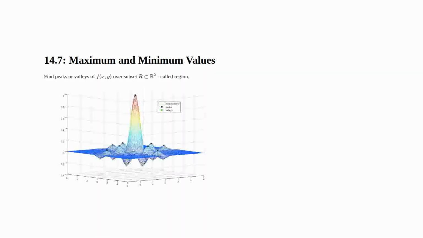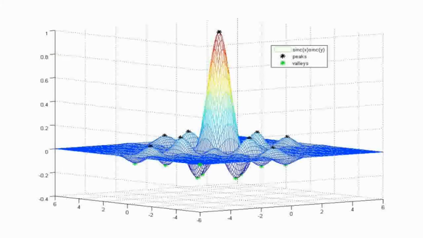In this lecture, we're going to talk about maximum and minimum values of a two-variable function f(x,y) over some subset R of the plane, and this R is called a region. So look at this picture, and we see that to be at a maximum, these peaks, these black star peaks, you have to be a maximum from every single direction. Regardless of how you're approaching this peak, you have to go up to the peak and then immediately afterwards fall down. And by symmetry, exactly the same thing is true for these green star valleys.